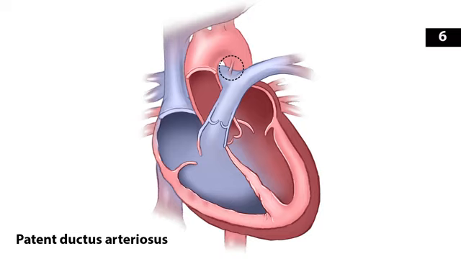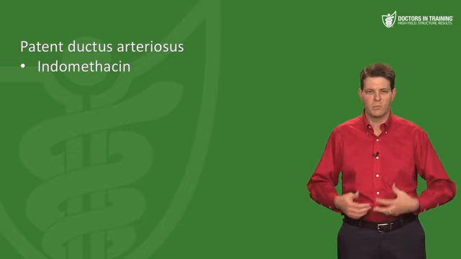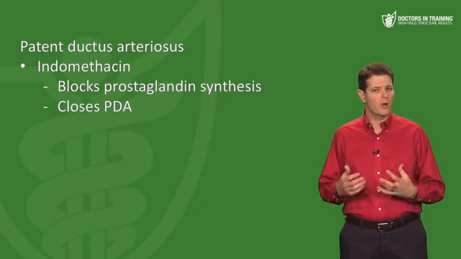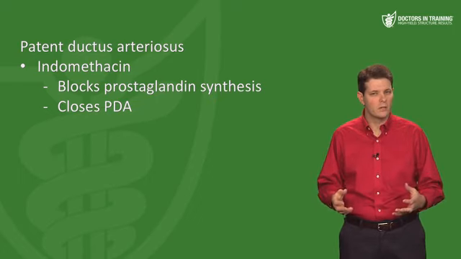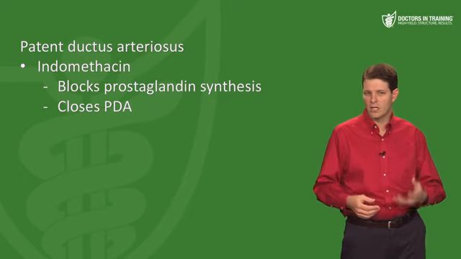If that murmur persists, that means that the ductus arteriosus has remained patent, as we see here. And this causes a left to right shunt as blood moves from the high pressure aorta over to the low pressure pulmonary trunk. Now, we treat a PDA by giving indomethacin, which blocks prostaglandin synthesis, and that closes the PDA. Remember, prostaglandins help keep vessels open. So we give indomethacin to block prostaglandin synthesis, and that allows the PDA to close.